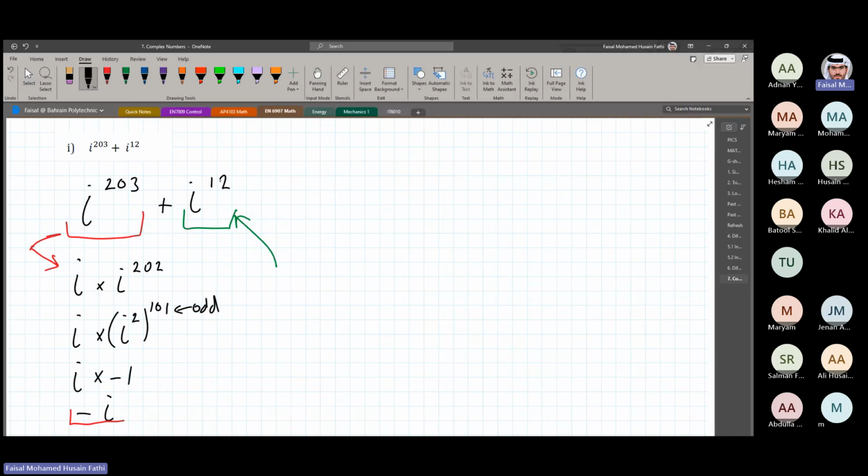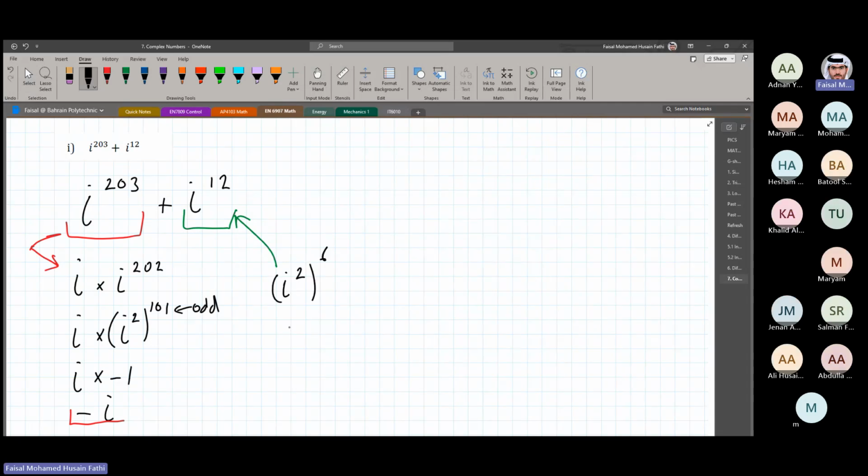Already it's even. It's divisible by 2. So we just say 2 times 6, I squared to the power 6. In other words, this is minus 1 to the power of 6. This is even, so this becomes 1. Literally I to the power of 12 means 1. So we're done with the green part.